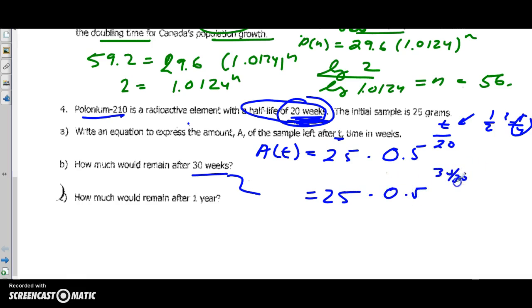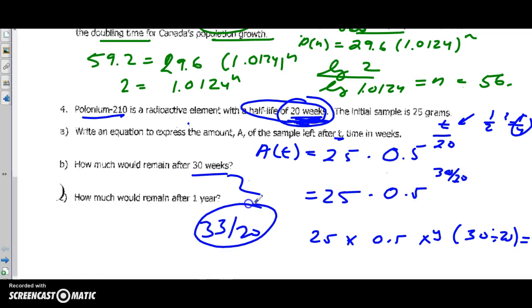Now you can figure out what this is ahead of time, or on your calculator you can put 25, and then hit the times button, 0.5, the exponent button, whatever your exponent button is. And then for your exponent, you can actually put bracket 30 divided by 20, and then hit equals. Now you can tell me that 30 divided by 20 is 1.5, but sometimes I might ask you 33 divided by 20. In that case, just put this straight in like this and then figure out what you get, and you get 8.84.